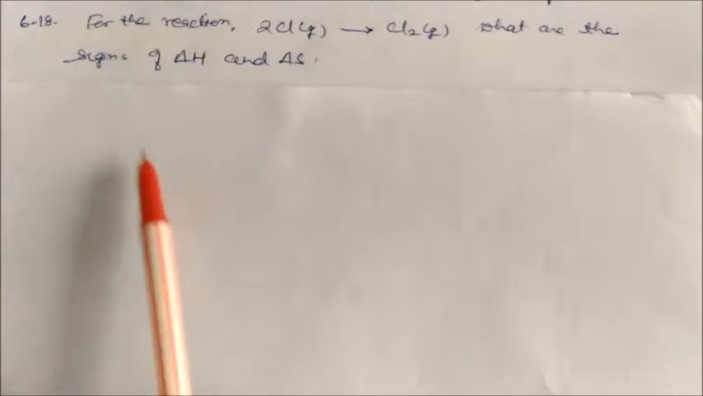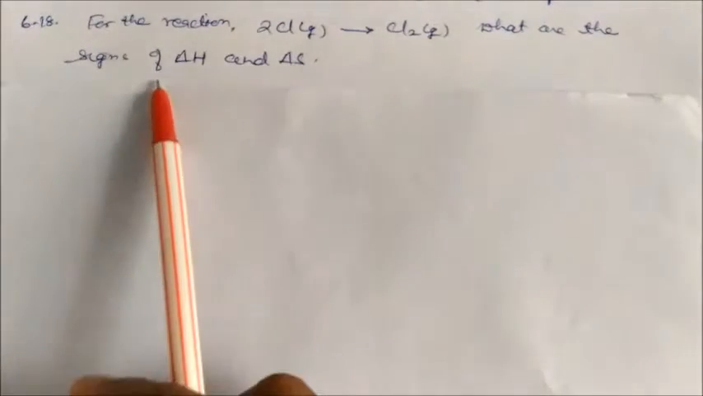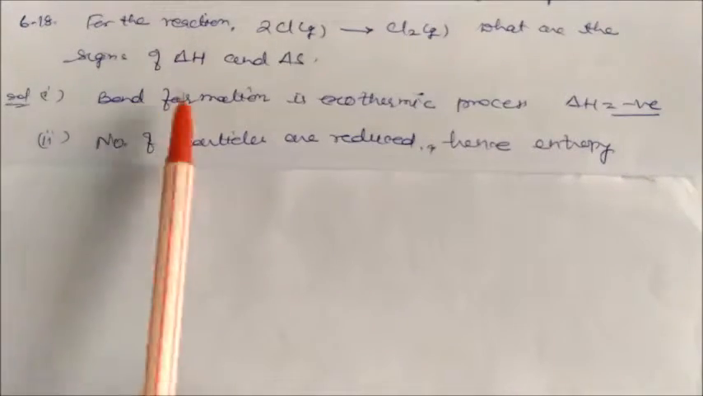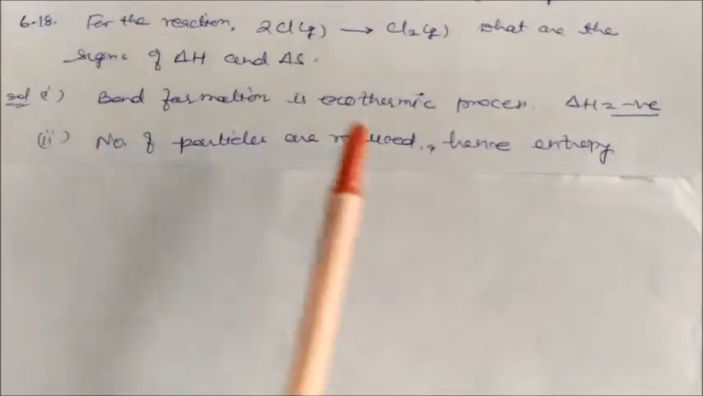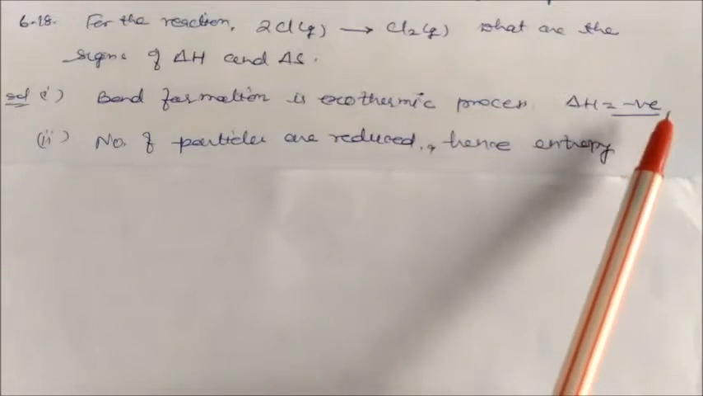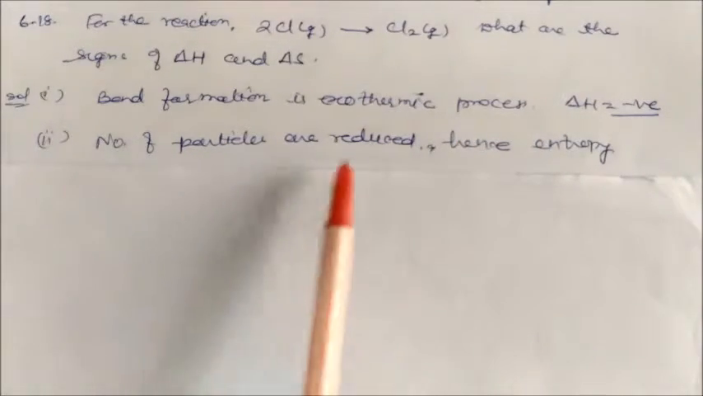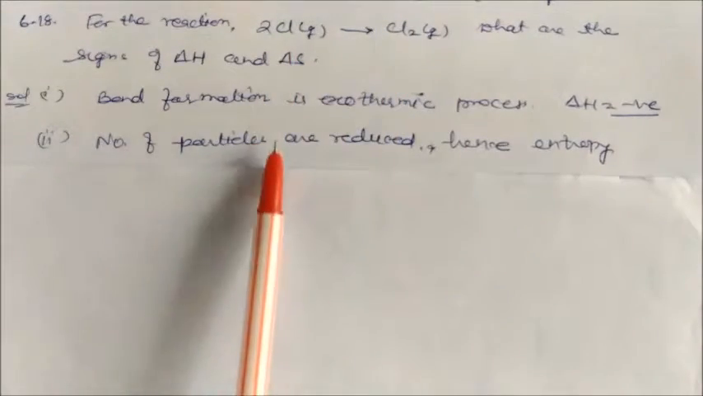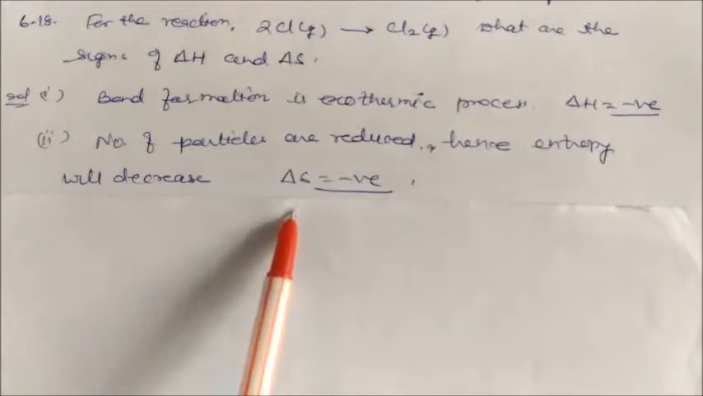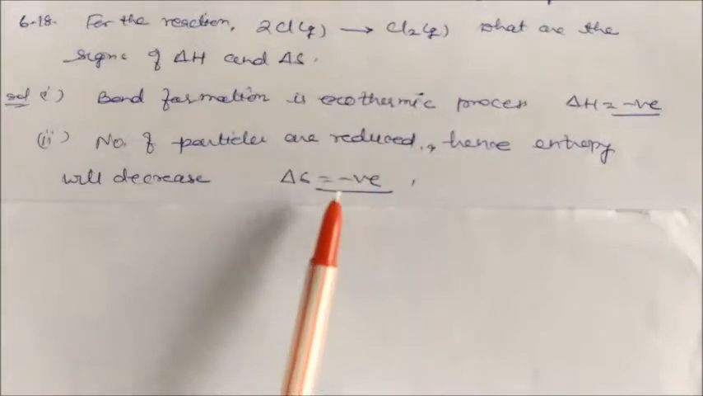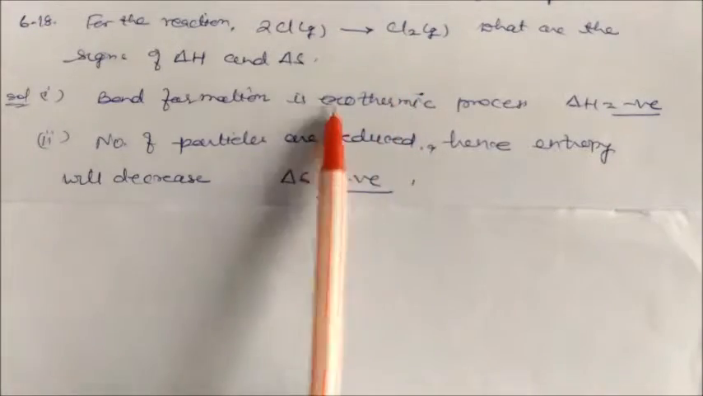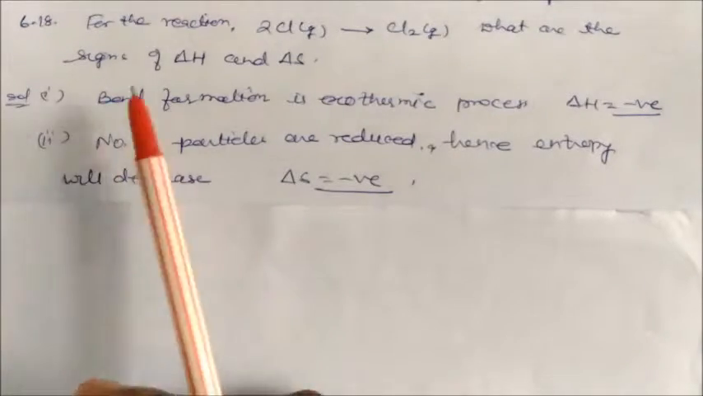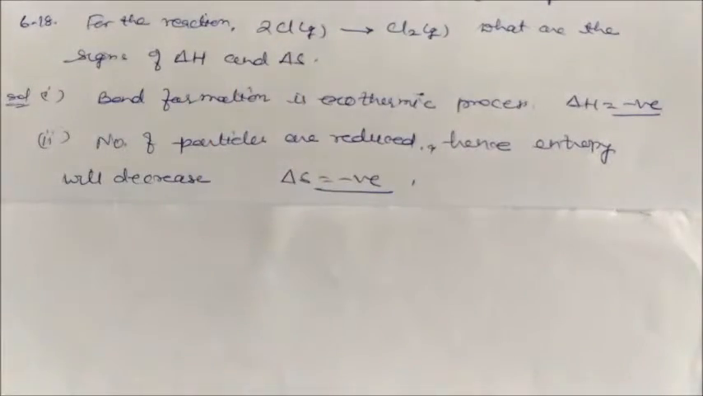For the reaction 2Cl gas is converted to Cl2, what are the signs of delta H and delta S? So, number one, this is bond formation. Bond formation is always an exothermic process, so delta H will always be negative. And the number of particles is reduced because there are 2Cl converted to 1 mole of Cl2, so entropy is decreased. So delta S will be negative. Decrease in entropy is negative, and since it is an exothermic process, delta H will be negative. So these are the signs of delta H and delta S for this reaction.